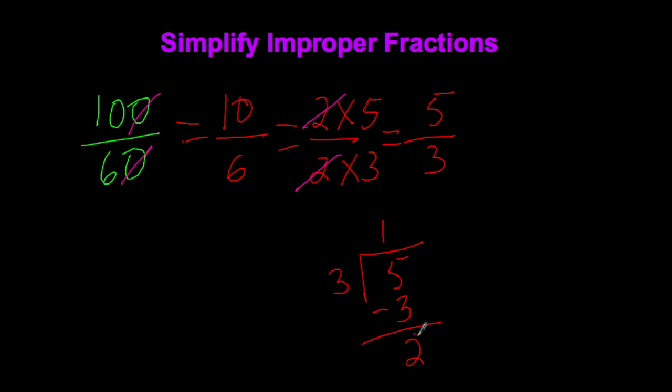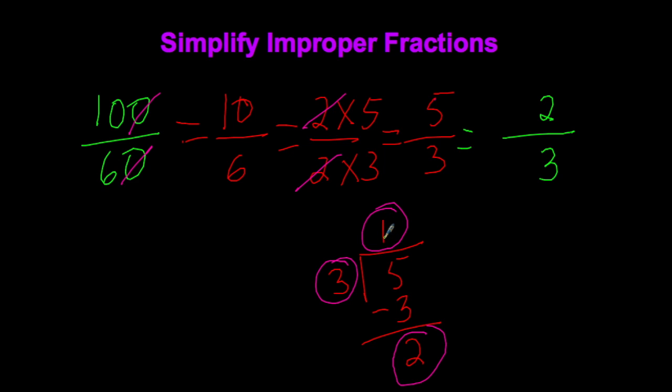Now, these are the numbers that you're going to use to write the mixed number. So this number, the divisor, goes at the bottom. The remainder goes at the top, and the quotient goes in the front. So this is 1 and 2/3.